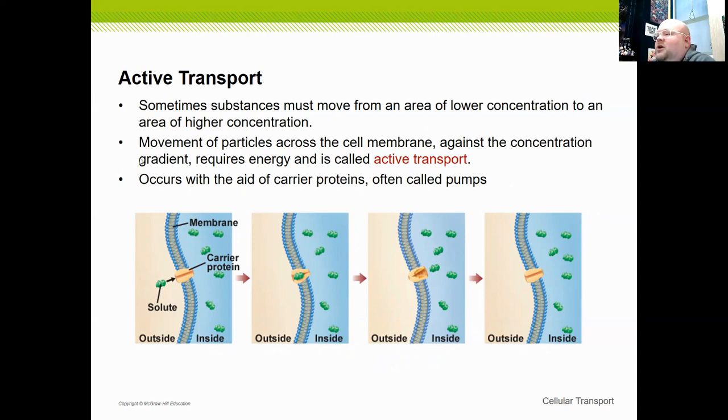Usually there's going to be some kind of a carrier protein that we call a pump. You can see the particle moving. It goes through the carrier protein and it pumps it out the other side. That required energy. That's not just a typical movement. Anytime it requires energy and requires some help along the way, that's active transport, okay?